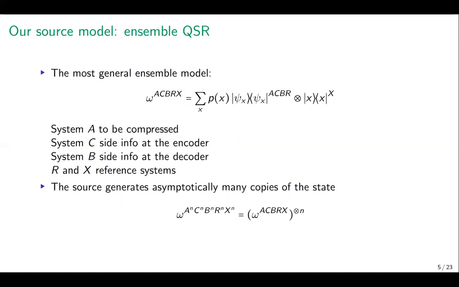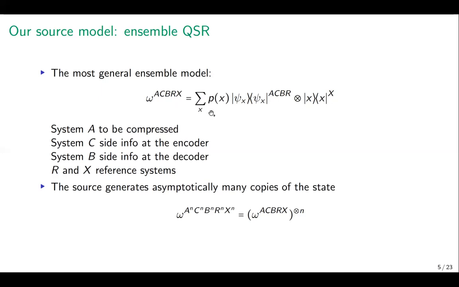In our work, we consider the most general ensemble model, which includes as special cases all the models that I discussed and introduced so far. Here, system A is the system that we want to compress. System C is the side information of the encoder, and system B is the side information of the decoder. R and X here are reference systems.